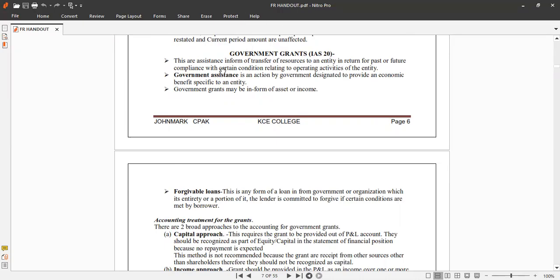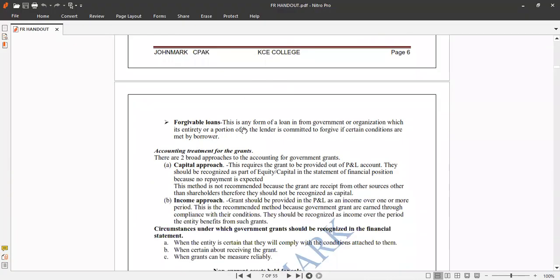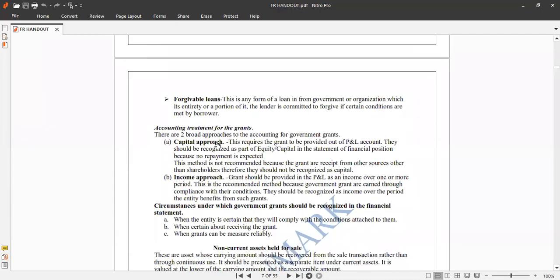So therefore, what's a grant? These are assistance in the form of transfers of resources to an entity in return for past or future compliance with certain conditions relating to the operating activity of the entity. What's government assistance? It is an action by the government designed to provide an economic benefit specific to an entity. A government grant may be in the form of an asset or an income. Then we have what we call forgivable loans, and this is any form of loan from the government or an organization, which is entirely or a proportion of it, the lender commits to forgive if certain conditions are met by the borrower.